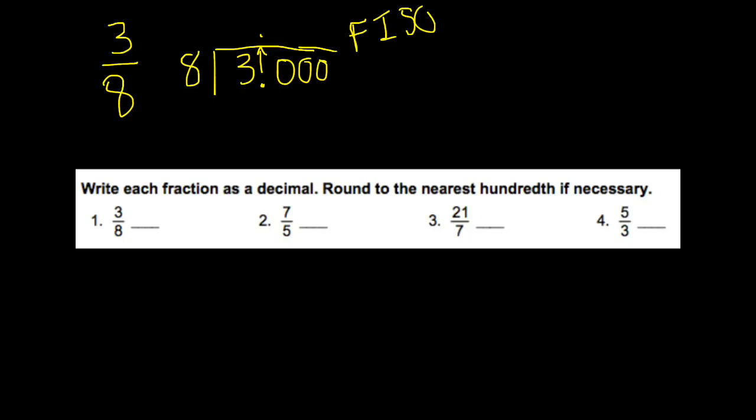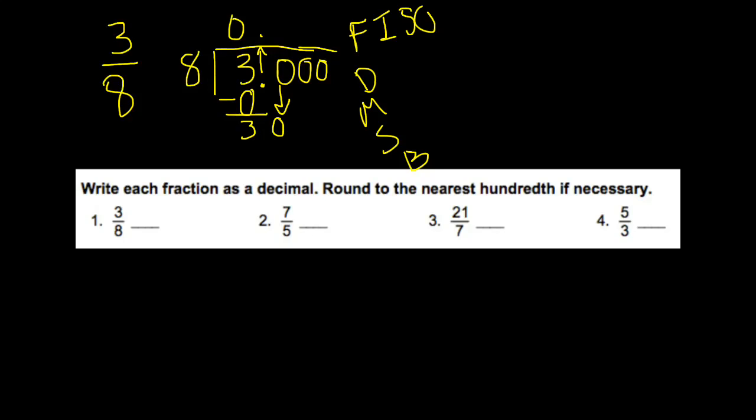So 8 goes into 3 0 times. 8 times 0 is 0, and 3 minus 0 is 3. So I just did divide, multiply, subtract, bring down. So now I'm going to bring down the 0, and I'm going to divide 8 into 30.